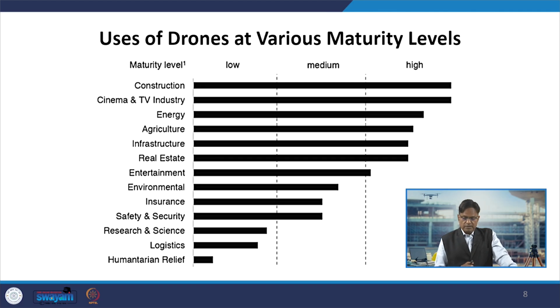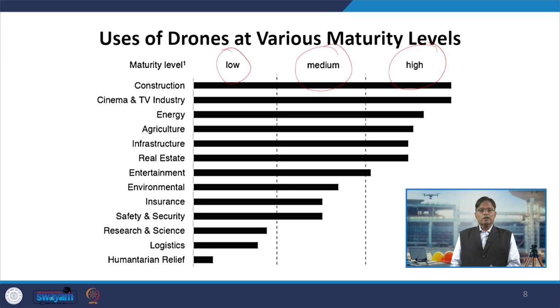Now let us see the various maturity levels at which drones are being used worldwide. We have divided the maturity level into three categories: one is the low maturity level, second is the medium, and third is the high maturity level. If we look at the different applications, the first one is construction. In construction activity, drones have been used at a high maturity level.